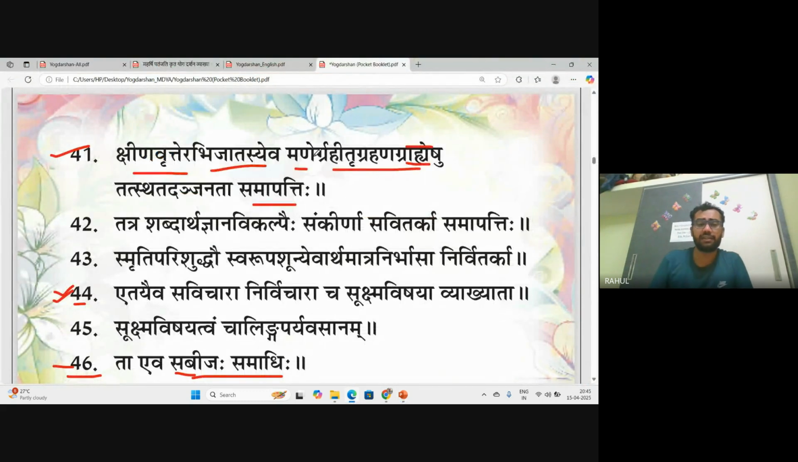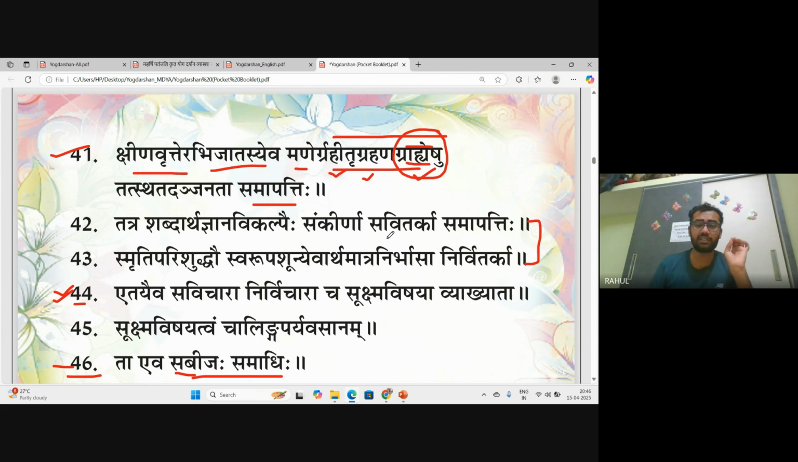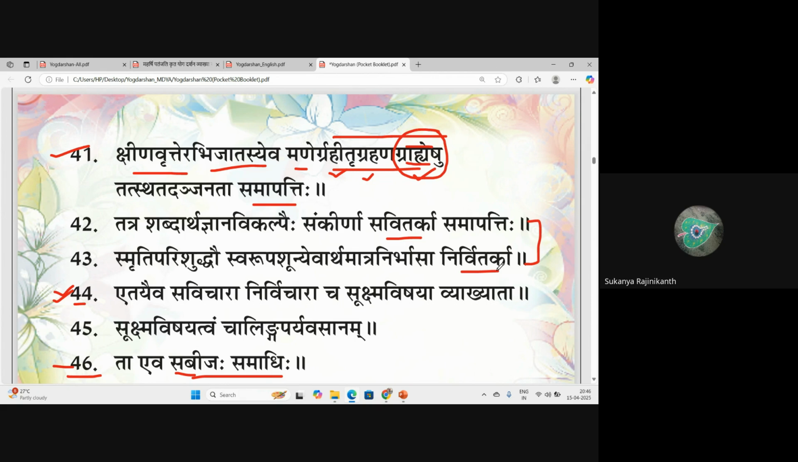So, in this sutra, Maharishi Patanjali is telling that we are focusing on the Grahya, or on the Grahan, or on the Gretri. These are the different levels of Samadhi. If we are focusing on the Grahya, then we will get Vitarkanugat Samadhi. Note it down. If the yogi is meditating on the Grahya, then which Samadhi will he get? Savitarka and Nirvitarka. That means Tanmatras and Mahabhutas.